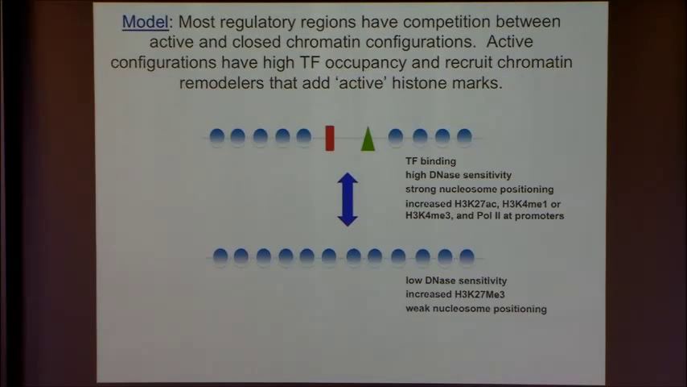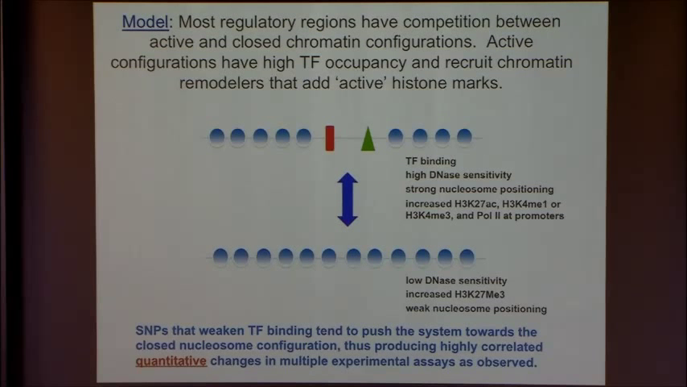So just to summarize this last part of the talk, what we think is that most of the regulatory regions have competition between these active and inactive chromatin configurations. So there'll be this active configuration where there's transcription factor binding and high DNase 1 sensitivity and strong nucleosome positioning and histone marking and so on. And then this inactive state where the regions are basically closed down. We don't have direct measurements of this, but my guess is that this is probably a relatively dynamic process where the chromosomes are flipping between the two states.